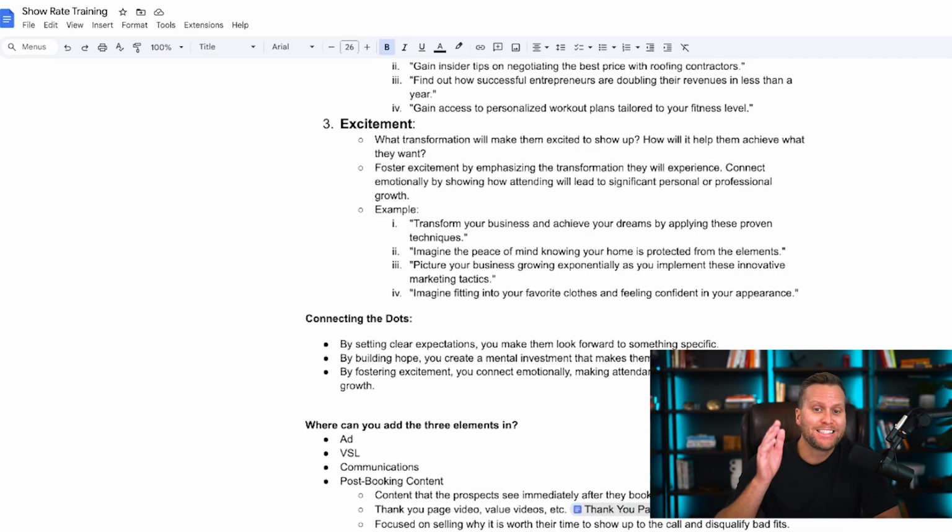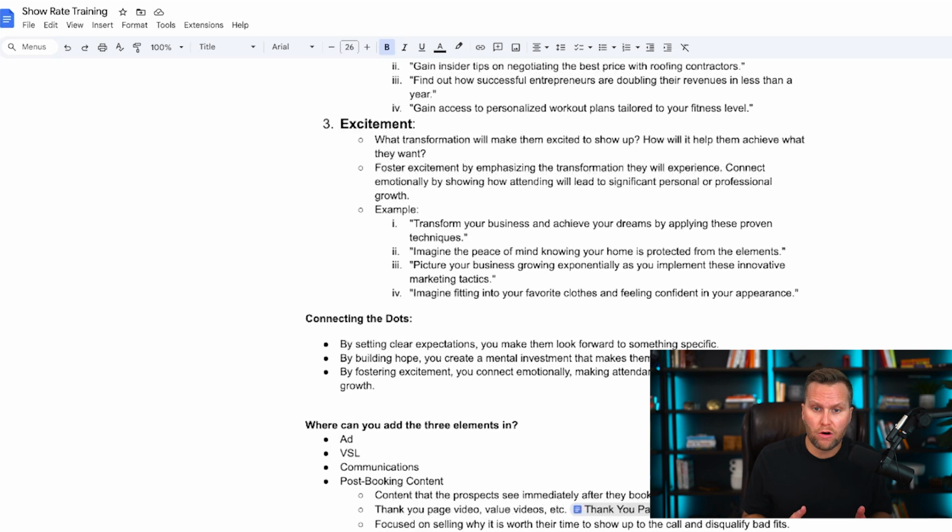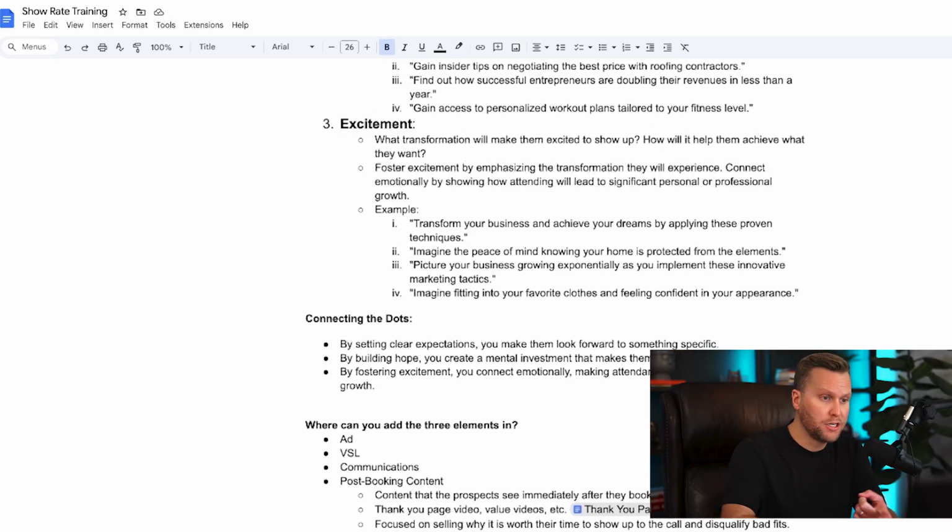Let's now dive into connecting the dots. Now, by setting clear expectations, you help them look forward to something specific on the call. By building hope, you create a mental investment that makes them interested to join in the first place. And by fostering excitement, you connect with them emotionally, making attendance to the call feel necessary for their growth. So that is how perception, hopefulness, and excitement is used together.